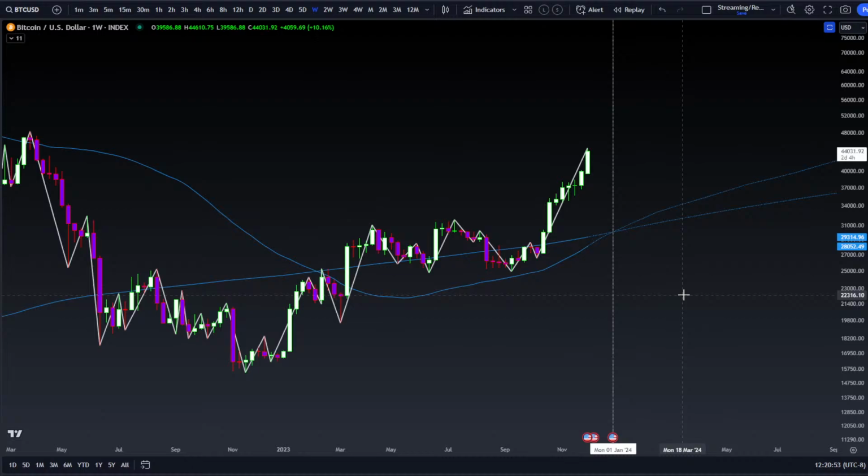Now you do have to understand that if price moves from here to the downside, the earliest that it could cross right now would be January 1st. But if price moves to the downside on the weekly, then it probably pushes it out another week or so.